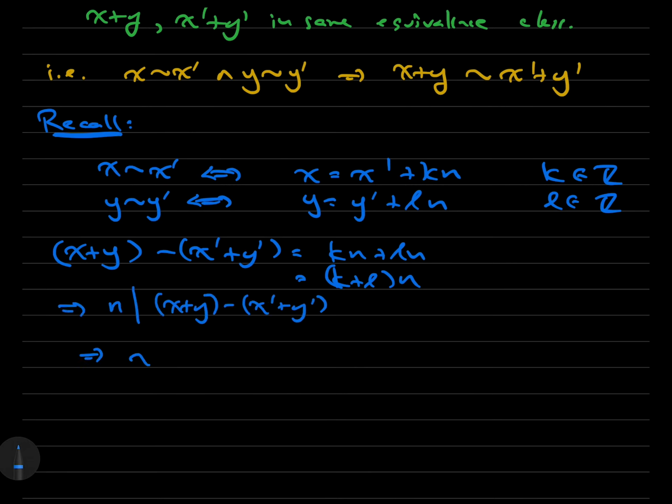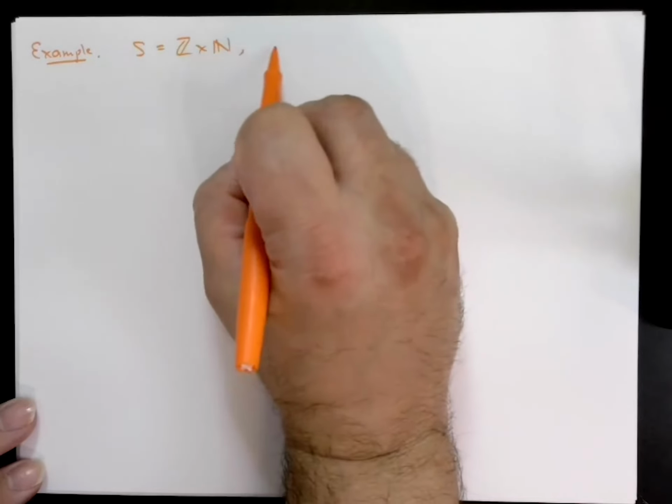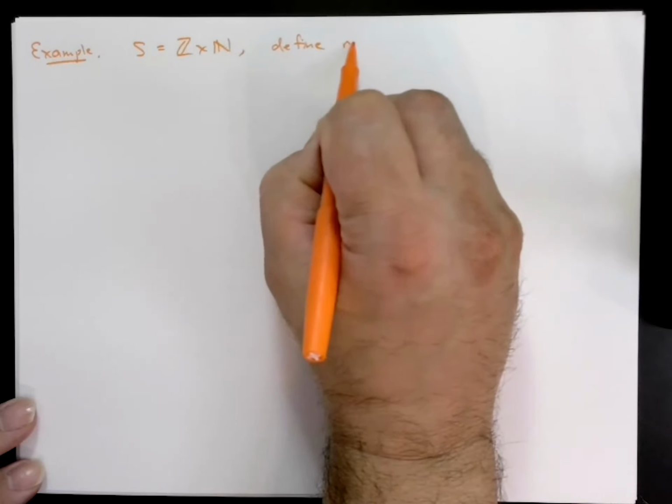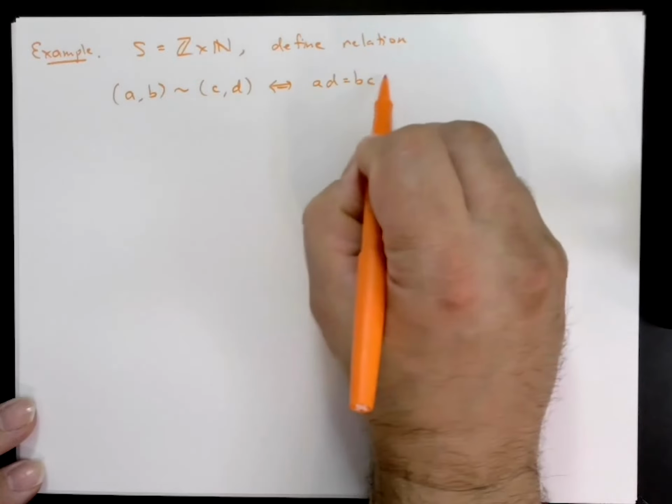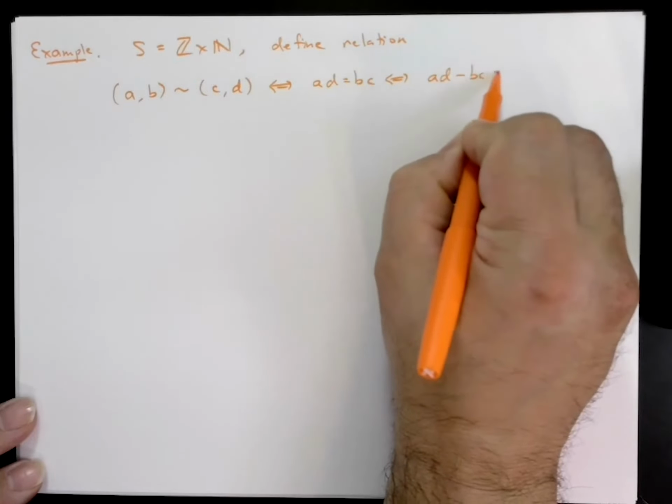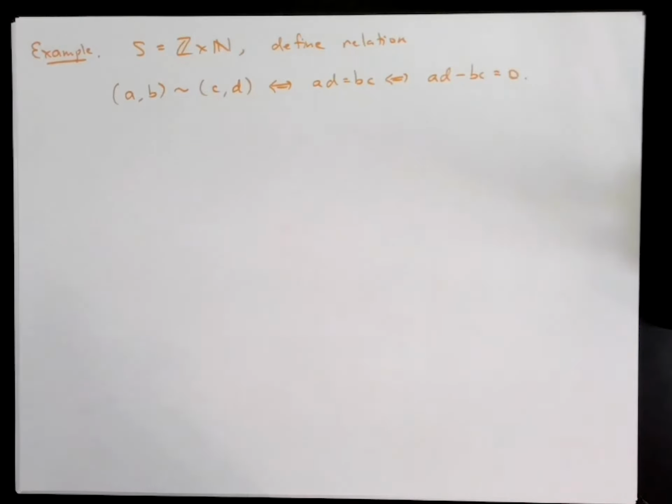Let's let the set S be the integers cross the naturals. So that's pairs of numbers, the first of which is an integer, the second of which is a natural number. And we're going to define an equivalence relation on this set S, where we say the pair AB is equivalent to the pair CD if and only if AD equals BC, or AD minus BC equals 0.